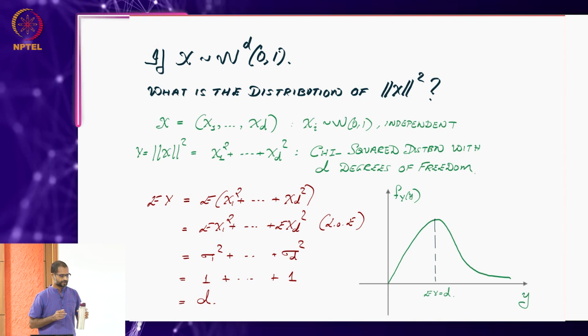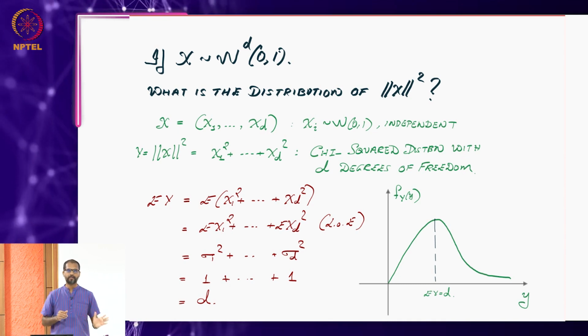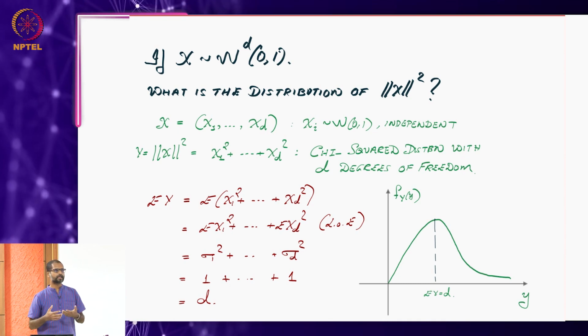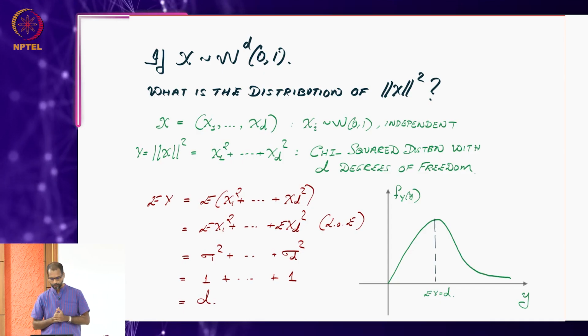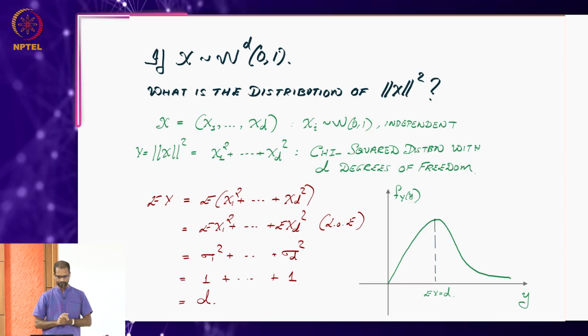In between I said that the random variables which have very good concentration are those which arise by adding together a lot of smaller random variables. So here also you will see a similar pattern.